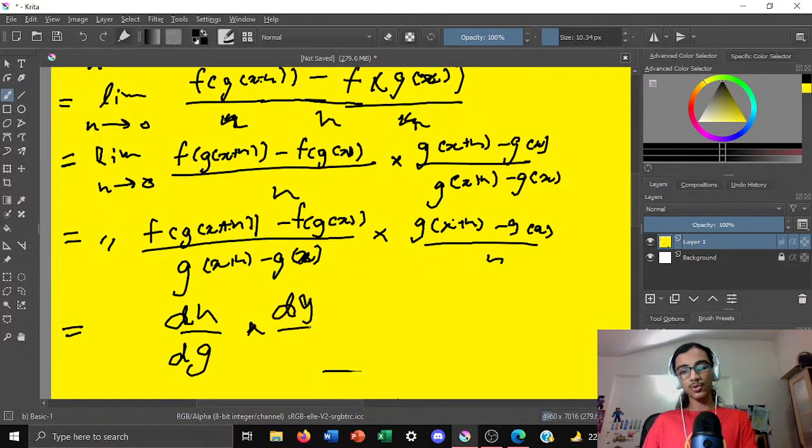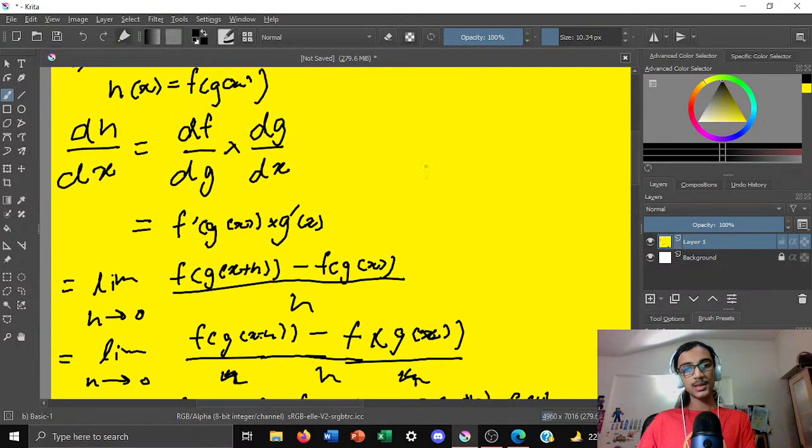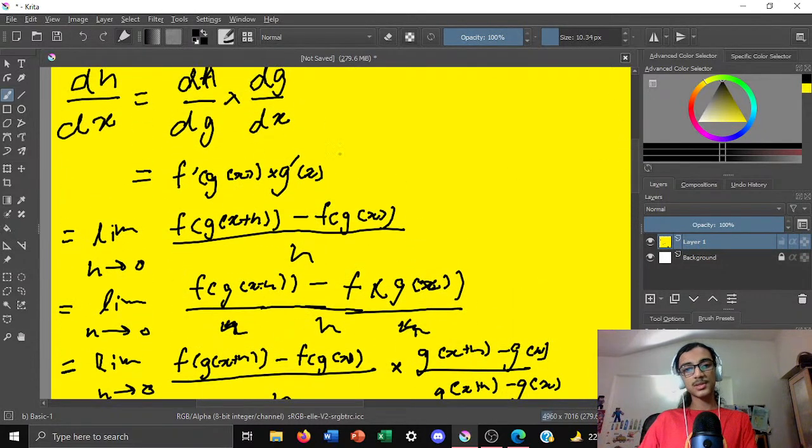Sorry, the upper one I had written slightly incorrectly. It's going to be dh/dg, yeah, dh/dg. So this is the more common form, and so dh/dg is equal to that, right?